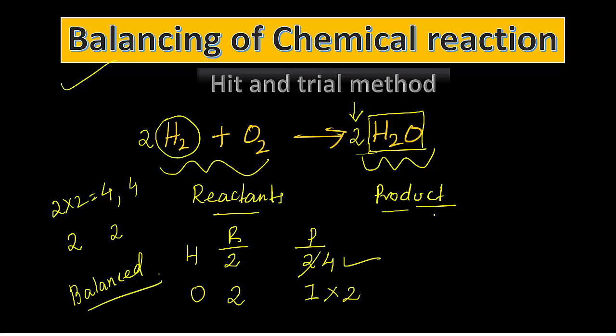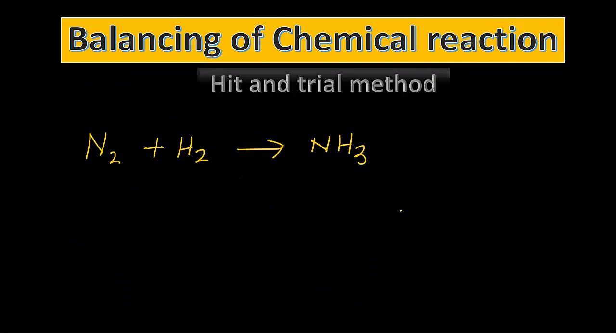Okay. We will try the next reaction. N2 plus H2 gives NH3. So how many nitrogen atoms are there in the reactant side? Only 2. And how many nitrogen atoms are there in the product side? Only 1. So what do we have to do? We have to place 2 before the nitrogen atom.